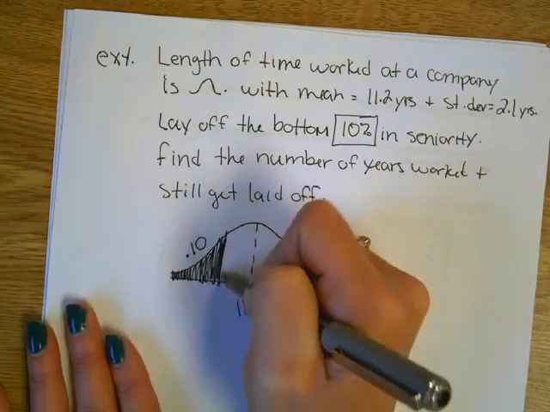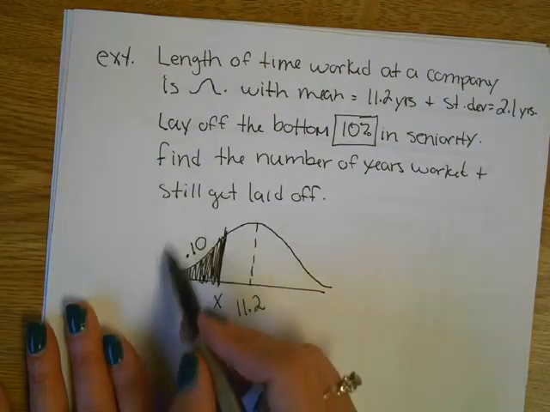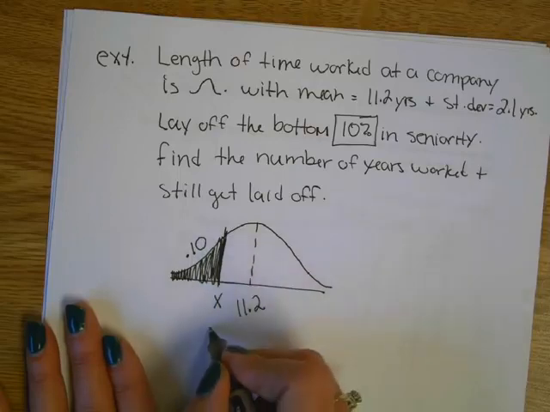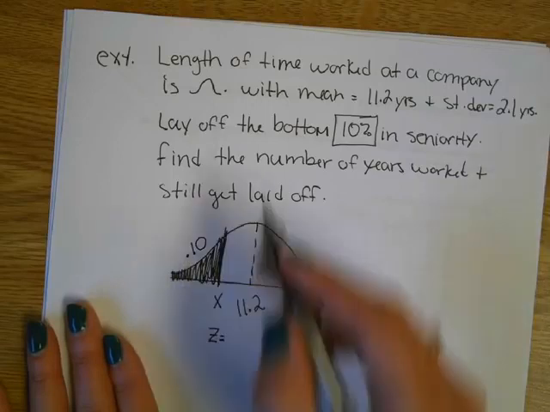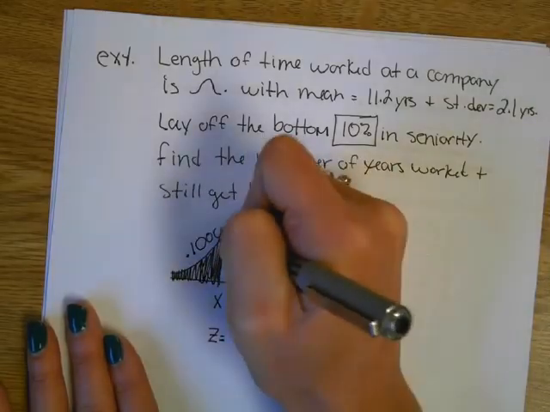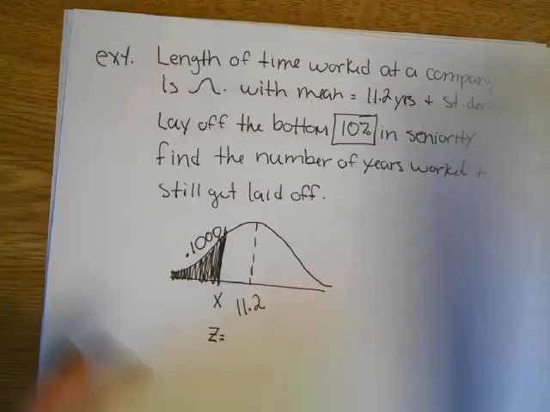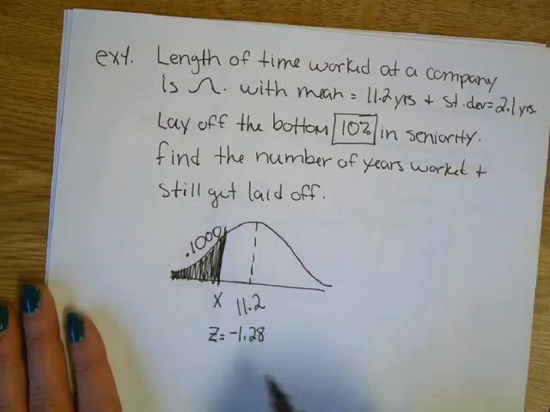And it's asking how many years? Well, if you know the area, what can you find off of the table? You can find the z-score for that spot. So let's do that first. You're looking for an area of 0.1000. I think we did this one right at the start, didn't we? Negative 1.28. Once you've got the z-score, you just use your formula to kick it back into an x value.